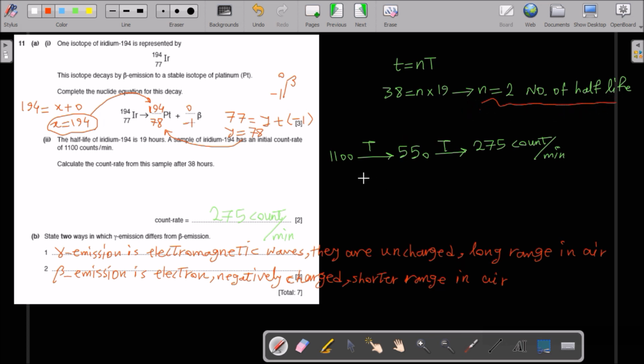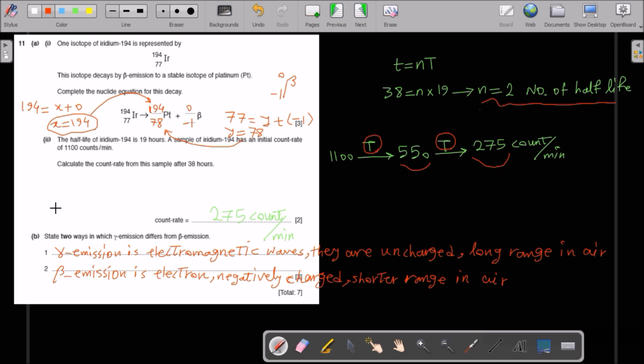Then count rate is 1,100 initially. After one half-life, what is remaining? Count rate changed to 550. And again, after one half-life, changed to 275. So after two half-lives, count rate will be 275 counts per minute.